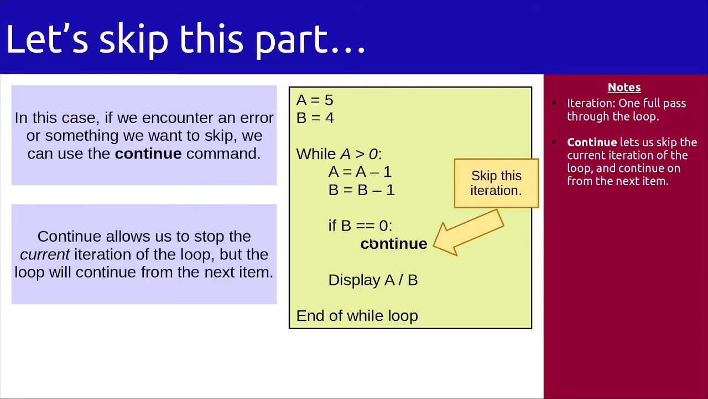If b is equal to 0, we continue. And what that does is take the program flow and move it straight back up to the while loop top. So it will come back up here. It will not execute anything below it. And it lets us kind of skip a situation we don't want to process.